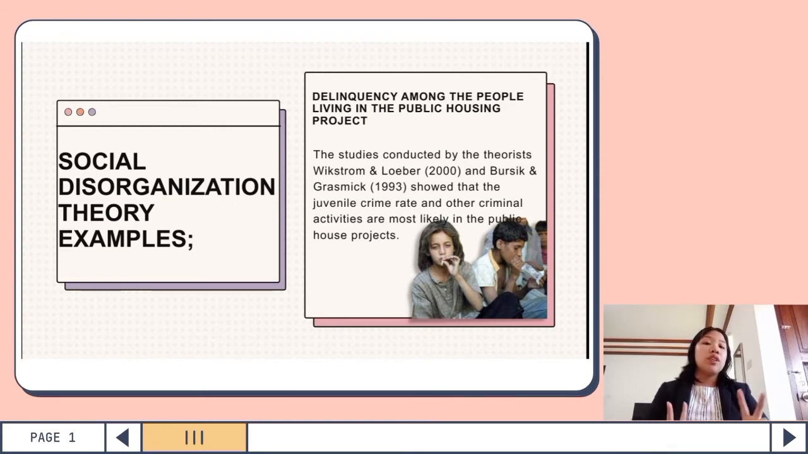Here we can call it the pabahay. What do we mean by pabahay? Pabahay is a house from the government that they give to the homeless people, or mga pinaalis sa squatter area. Based on the research, it has a lot of delinquency because of lack of parental guidance and disorganized cultural behavior.